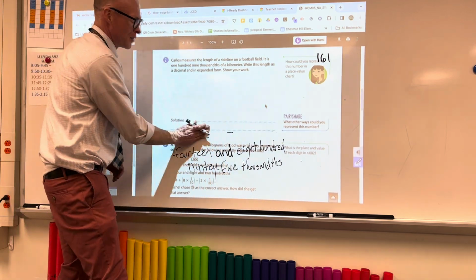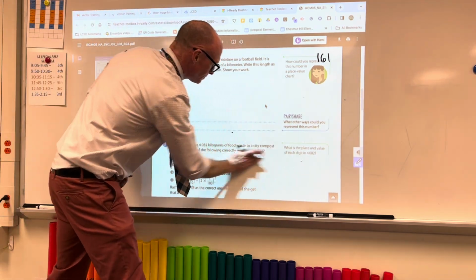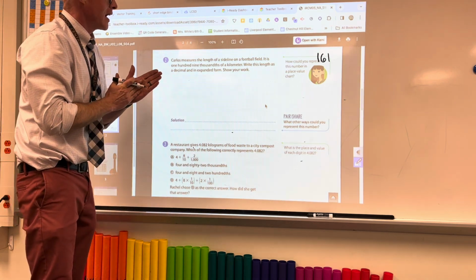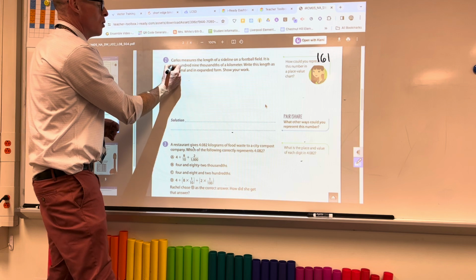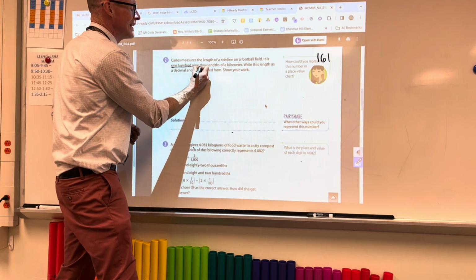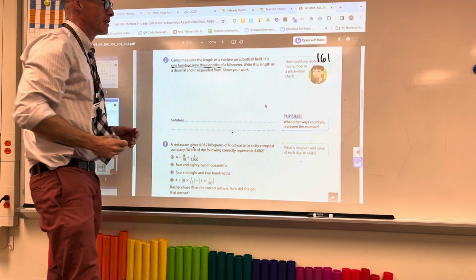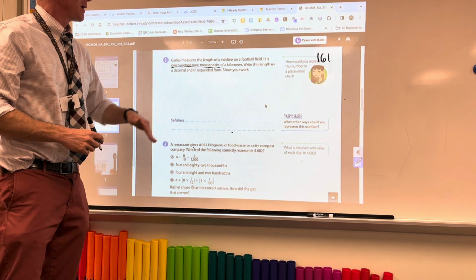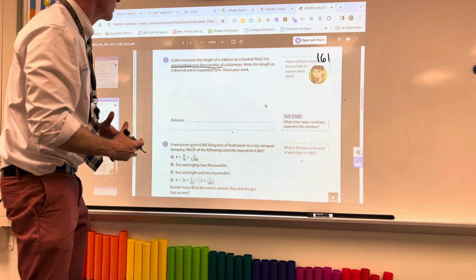Now, we're going to slide up to question number 2, on the next page, so I think it's 162. Carlos measures the length of a sideline on a football field. It is 109 thousandths of a kilometer. Write this length as a decimal and in expanded form. Show your work. Okay, let's do it.